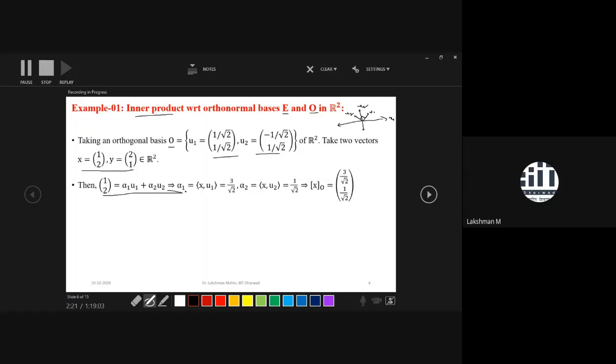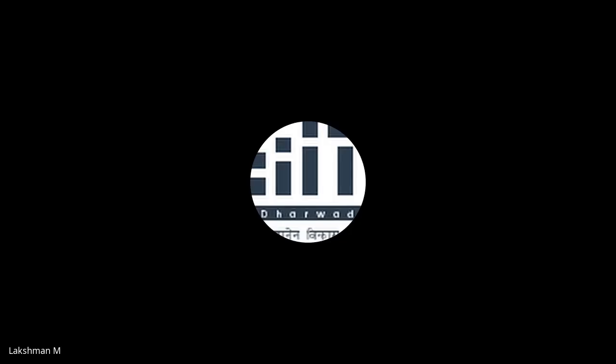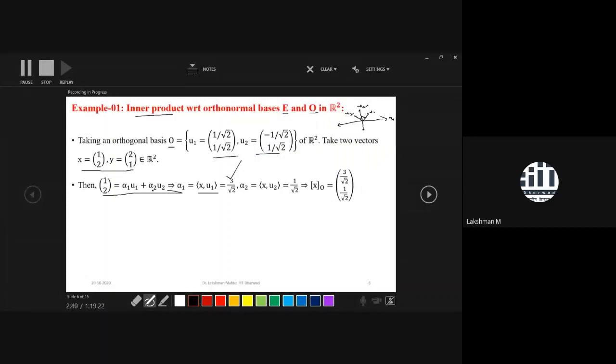You will get alpha 1. What would alpha 1 be? It is the dot product of x with u1: 1 by root 2 plus 2 by root 2. That means the total is 3 by root 2. Similarly, to calculate alpha 2, it would be the dot product of x with the second orthonormal basis vector u2. That means minus 1 by root 2 plus 2 by root 2, so the total is 1 by root 2. So you got alpha 2.